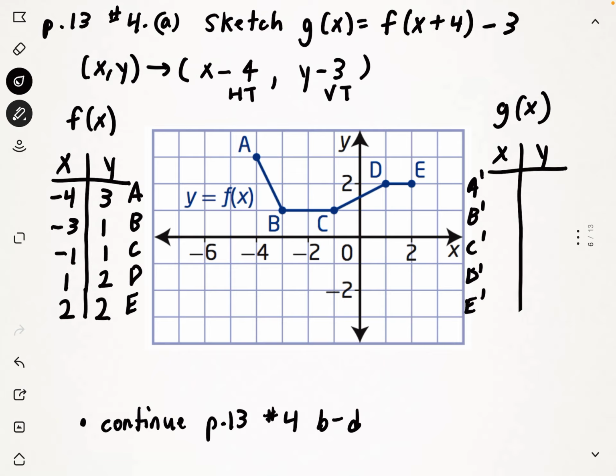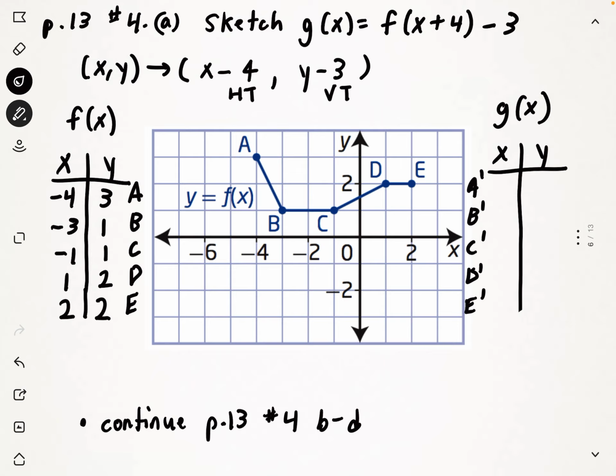What I've done on the left here is I've created a table of values for all 5 points on my graph. I've labeled them A through E. And on the right, I'm going to create 5 new points for my new graph. I can use the mapping notation and some very simple algebra to come up with these new points.